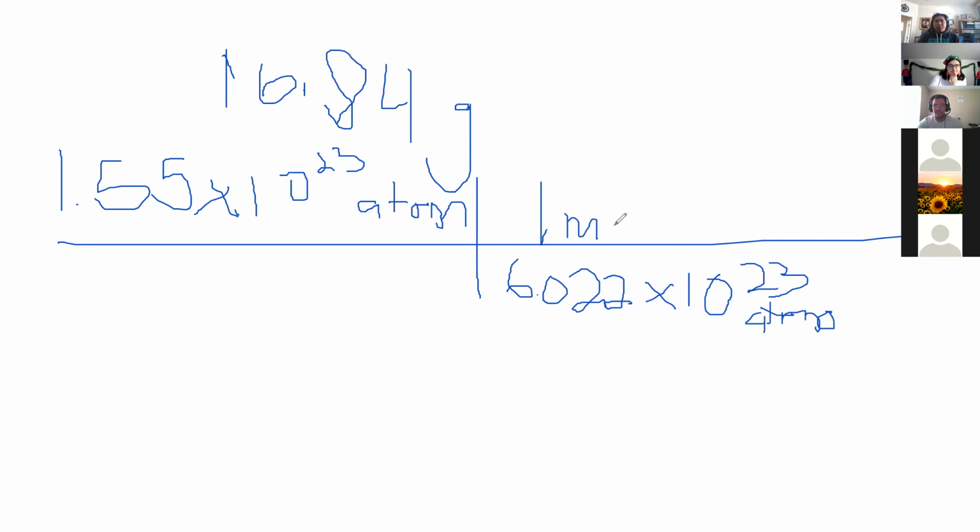Okay, so how many moles do we have? 0.25, right? So we have 0.25 moles, and we have the mass, which is 16.84. So how are we going to get the molar mass to figure out what element we're talking about? What are we going to do next? Divide your grams by your moles.